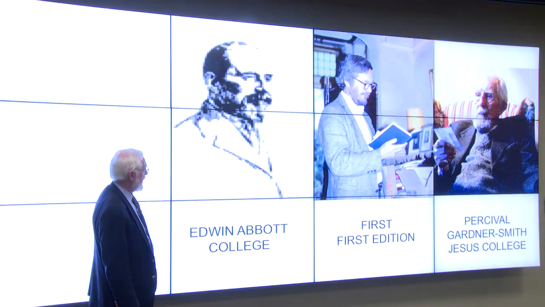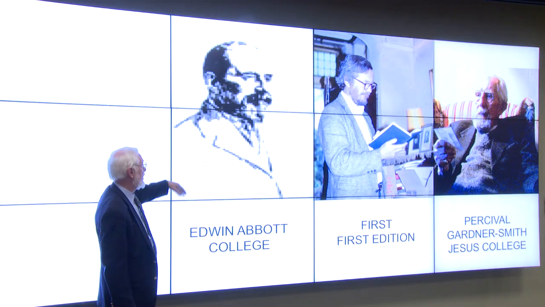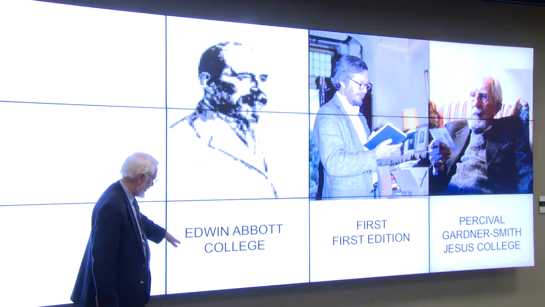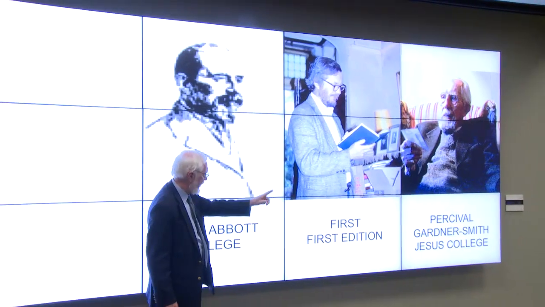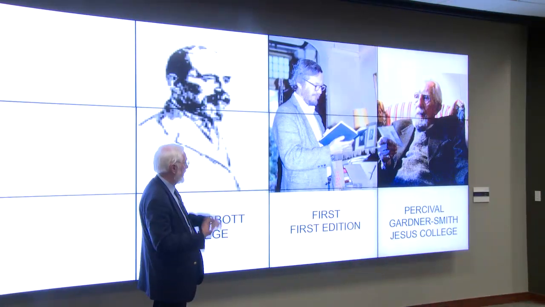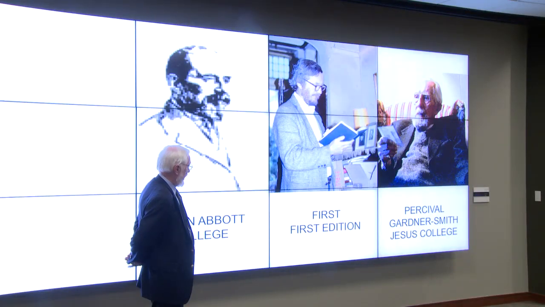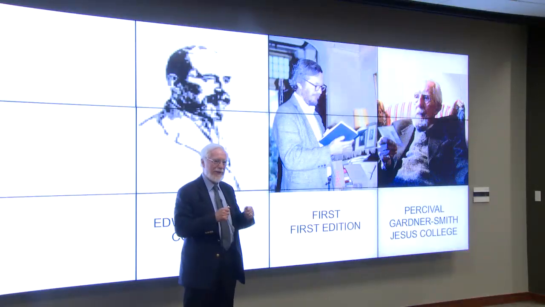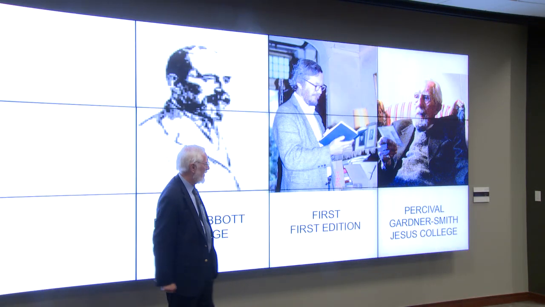Okay, next slide shows some connections between the cast of characters you saw. The pixelated Edwin Abbott was at Jesus College, and Percival Gardner Smith was at Jesus College. He was a chaplain there, and when I first started going around looking for people, in the 1970s, about '78, I started trying to find out everything I could about Edwin Abbott. So I found Percival Gardner Smith, who said, oh yes, I have a first edition. So here I am. This is the first time I was looking at a first edition and coveting it.